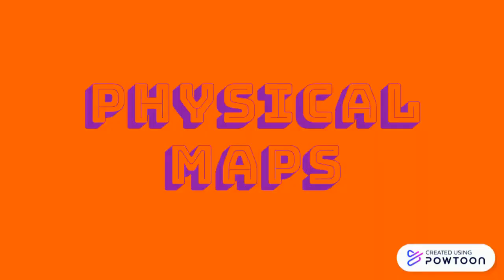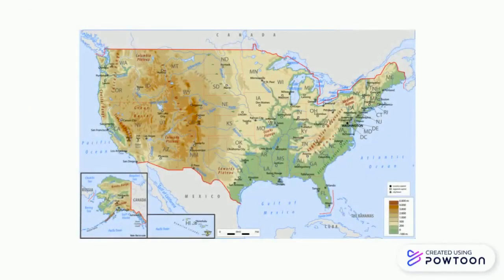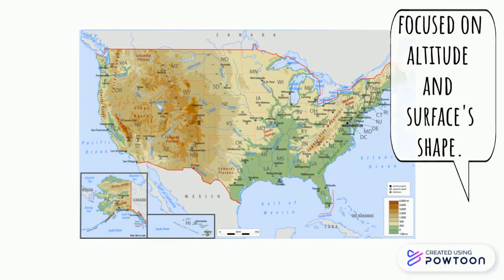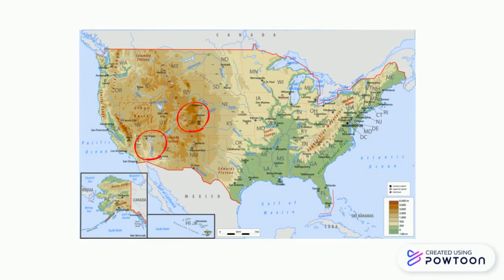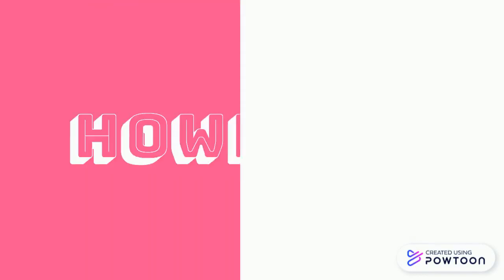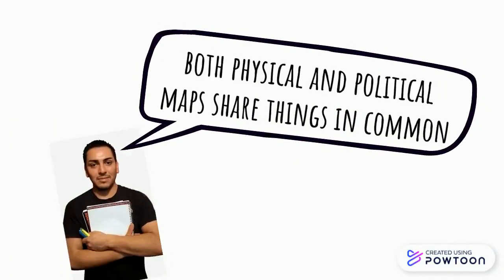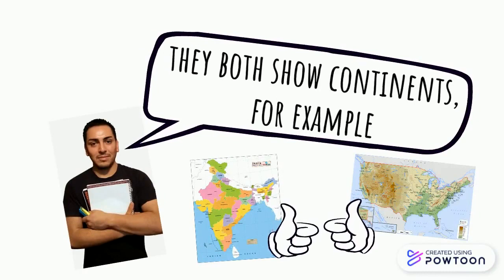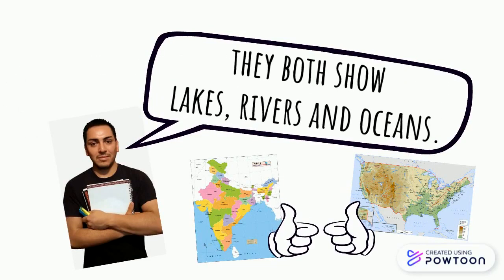On the other hand, we have physical maps. In physical maps, we mainly find geographical items that are of importance, such as mountain ranges, deserts, forests, among others. However, in physical and political maps, we can also find things in common. They both show continents, but more importantly, they both show lakes, rivers, and oceans.